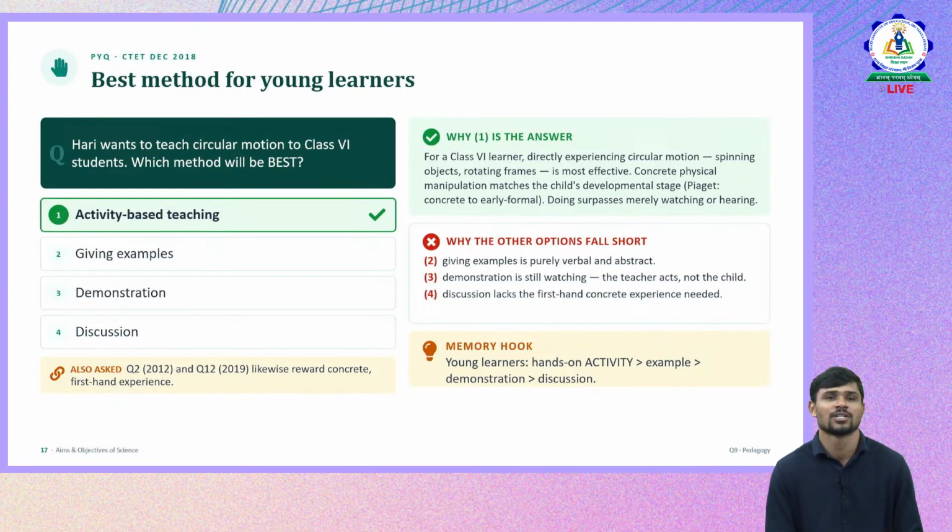Hari wants to teach circular motion in class 6th. Okay, class 6 students. Which method will be best for teaching circular motion in a class? Is it activity based, just giving examples, or demonstration and discussion? The right option is activity based, because in activity based learning, a lot of involvement is there from the student side.